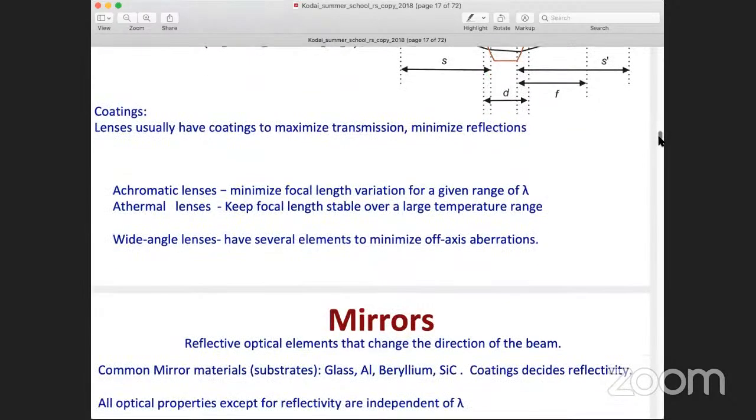Wide angle lenses have several elements to minimize off-axis aberration, because if you have a wide field of view, as I already told, off-axis aberrations will come into the picture. So in order to minimize this off-axis aberration, we have several correcting elements. These are some things about the lenses.